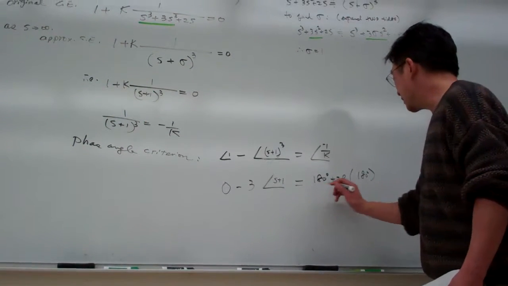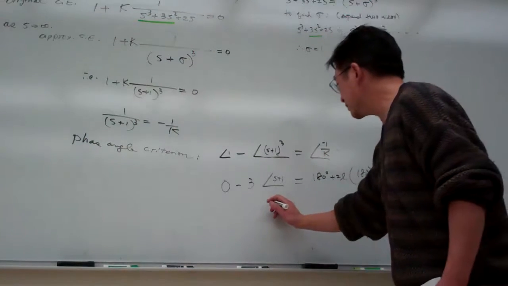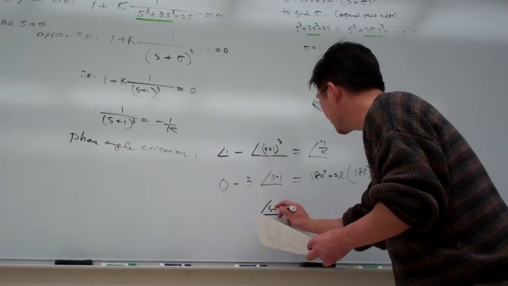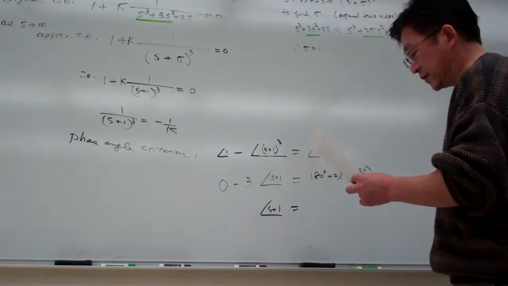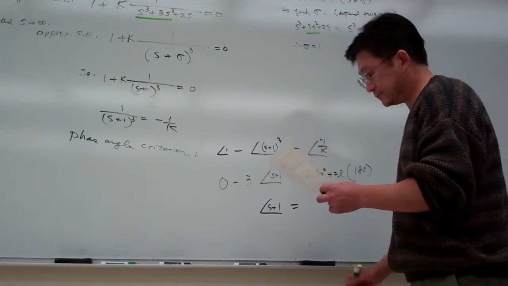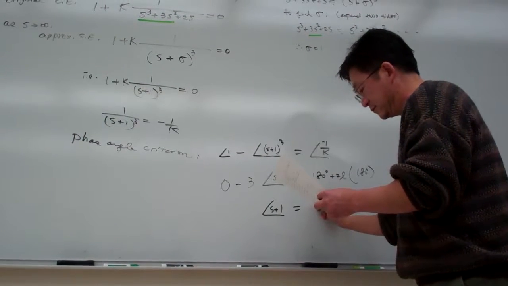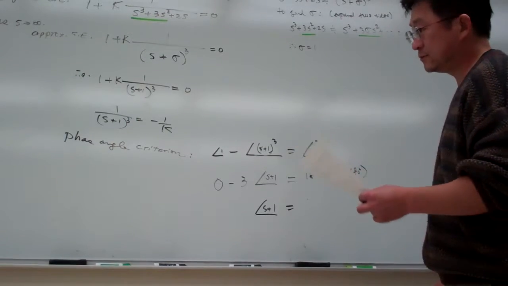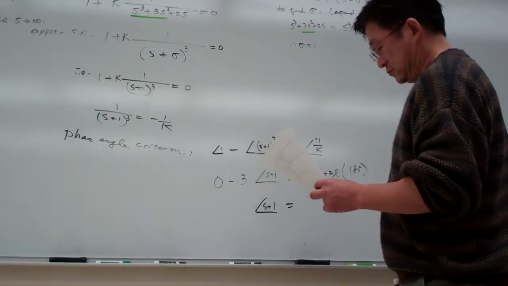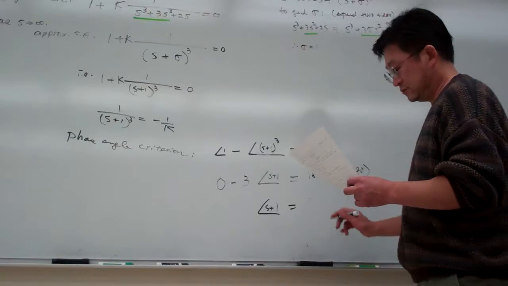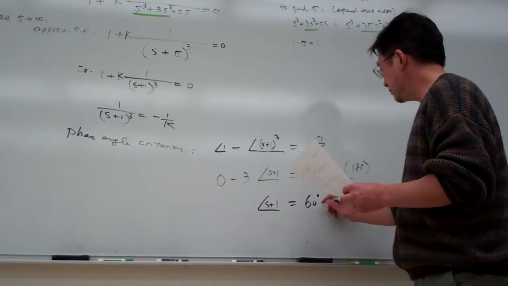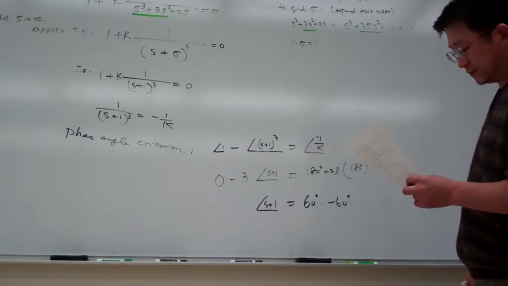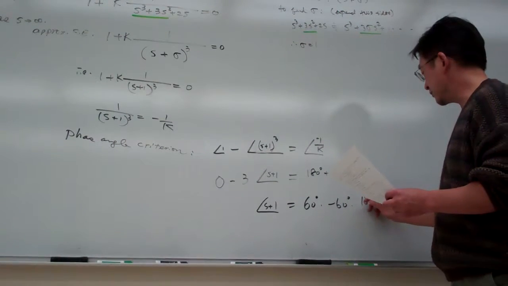So basically here again, that is a follow-up from there. Therefore, here we know the angle of s plus 1 will be equal to 60 degrees, minus 60 degrees, and 180 degrees, right?